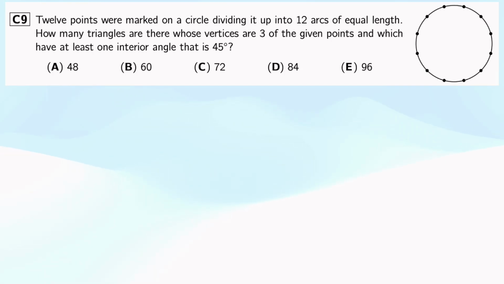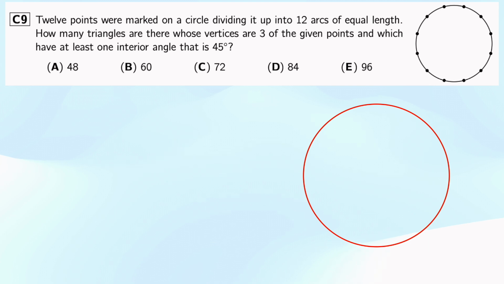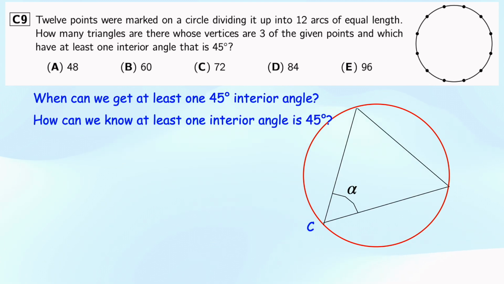This problem tests whether the students are very familiar with some laws about a circle. So let's look at this circle and one of the triangles inside it. How can we know at least one interior angle is 45 degrees, this alpha? Or when can we get an interior angle of 45 degrees?